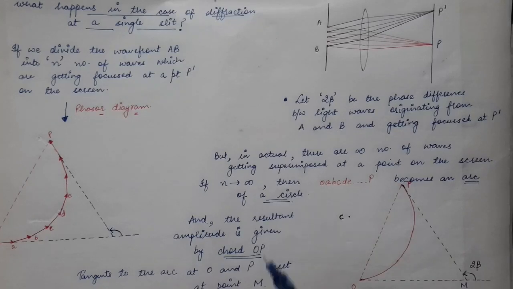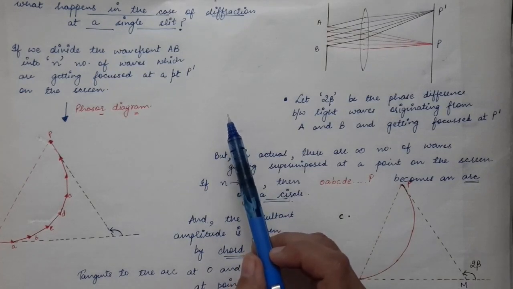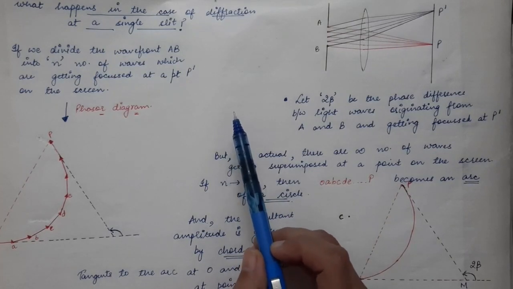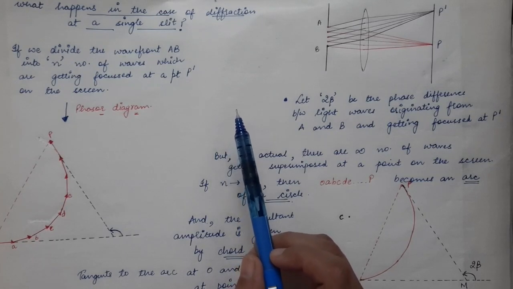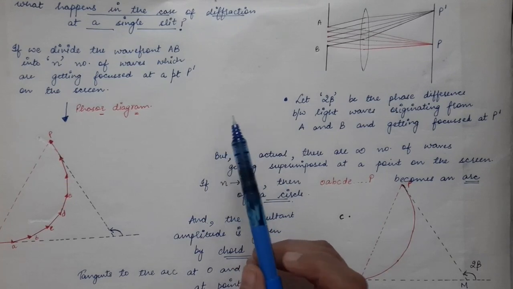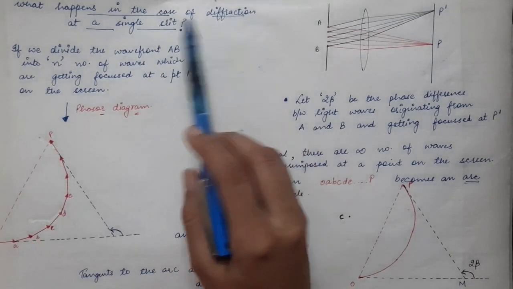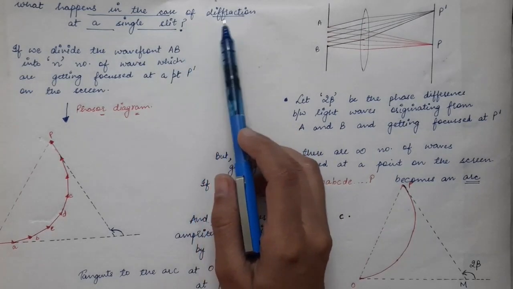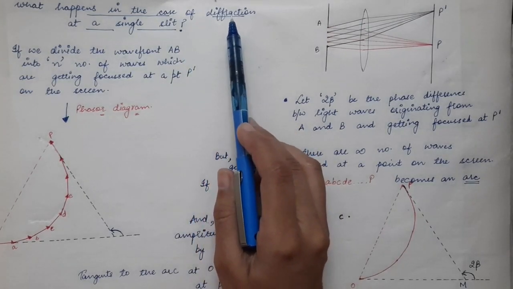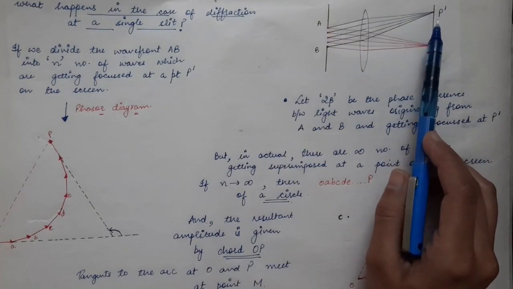In the last lecture, we discussed the phasor diagram method, and we found out using this method how we can find the amplitude of the resultant wave and the phase of the resultant wave with respect to the first wave. Now we are going to apply this phasor diagram method to the diffraction at a single slit experiment. We will see how the phasor diagram method helps us in finding the intensity at a particular point on the screen due to diffraction.